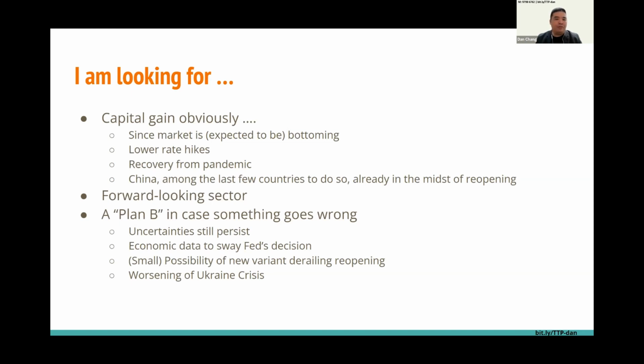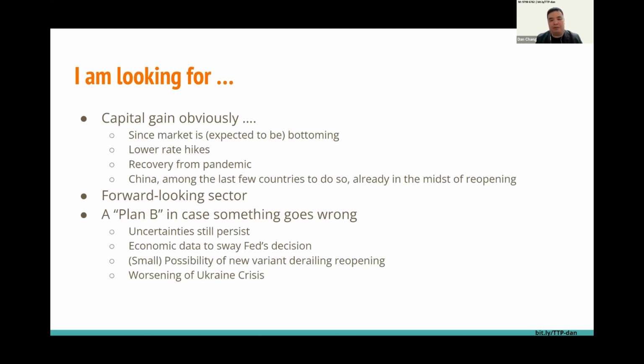Of course, just now I mentioned a new variant in China. So far there is not much news on it, so the possibility of that happening is very small, but very small doesn't mean it will not happen. I'm also wary about the Ukraine-Russia war. It seems to be prolonged again, and so far there is no foreseeable solution to it as yet.